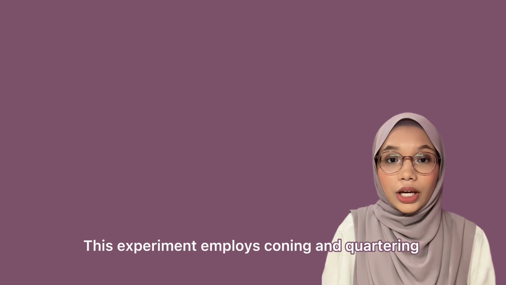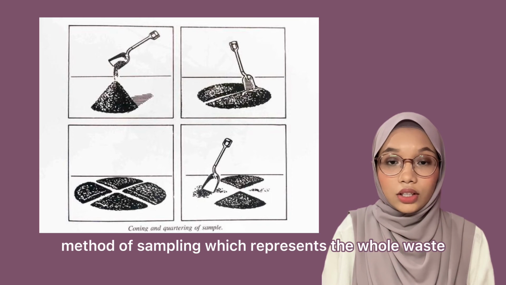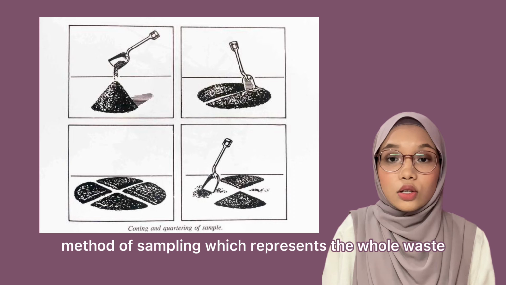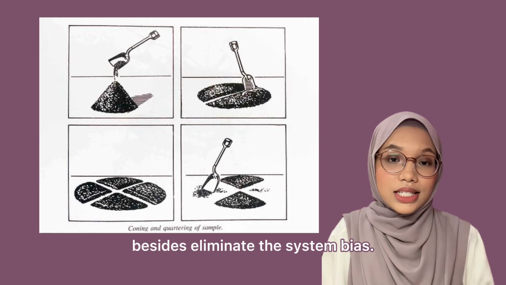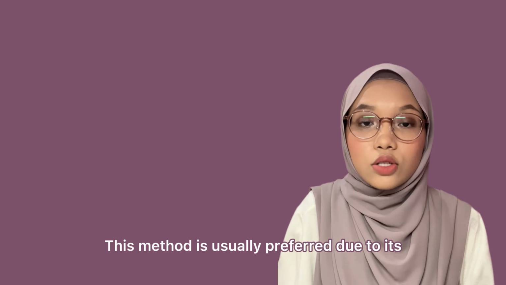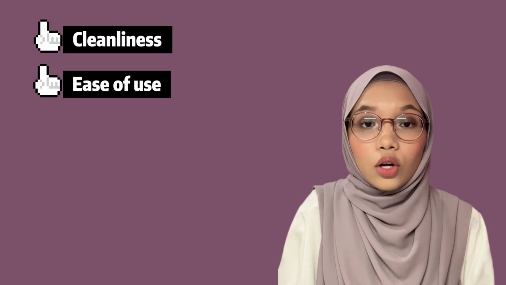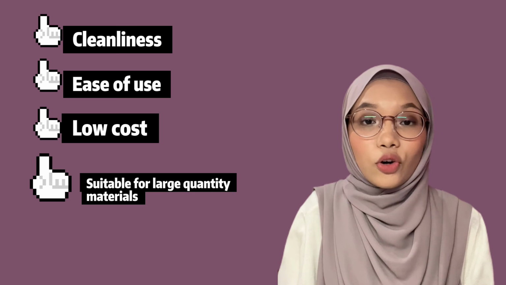This experiment employs coning and quartering method of sampling, which represents the whole waste and aims to reduce the size besides eliminating the system bias. This method is usually preferred due to its cleanliness, ease of use, low cost, and suitability for large quantity materials.